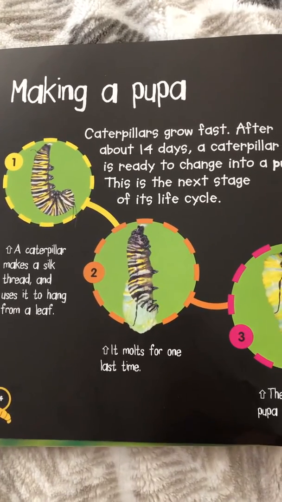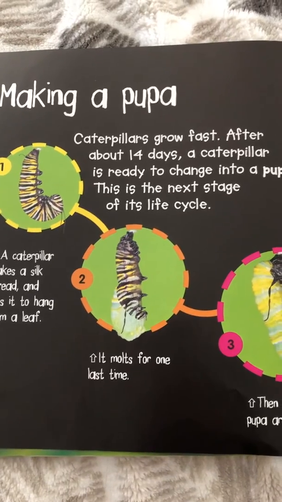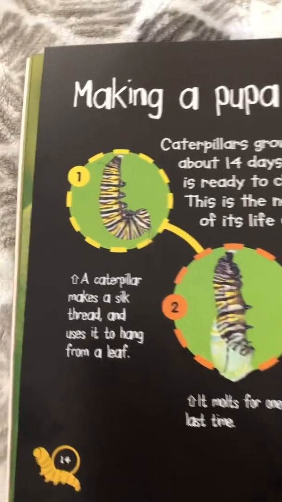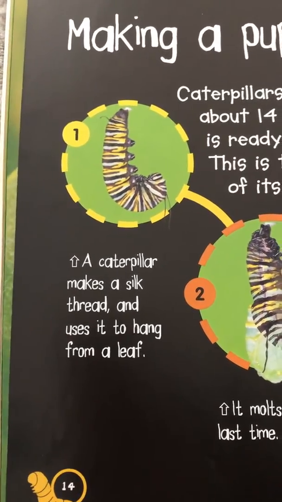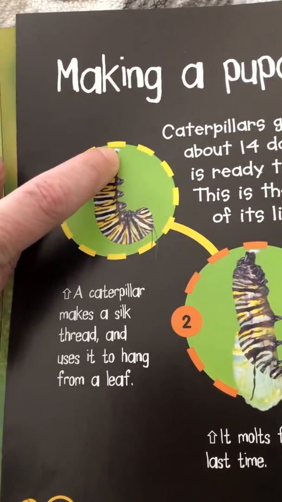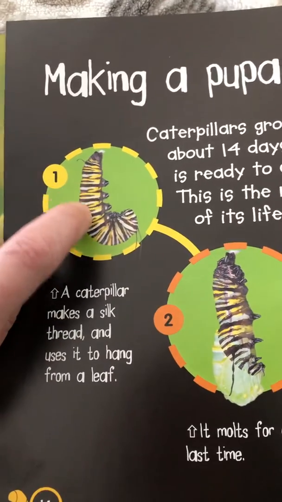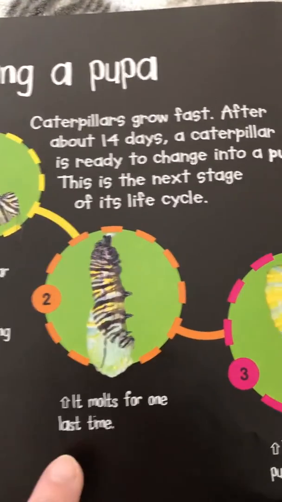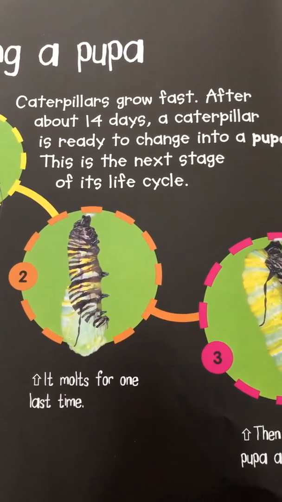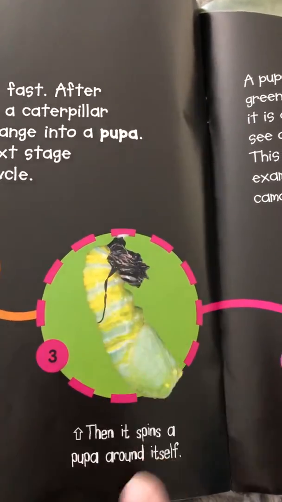Making a pupa, that would be the chrysalis. Caterpillars grow fast. After about 14 days, that would be 2 weeks, a caterpillar is ready to change into a pupa. This is the next stage of its life cycle. A caterpillar makes a silk thread and uses it to hang from a leaf. So it has this little piece of silk, and it uses it to attach itself to the leaf. And then it hangs upside down like a J when it's getting ready. And then it molts for one last time, so it gets rid of that last bit of skin, and it starts forming, you can see this chrysalis, and this is the old skin.